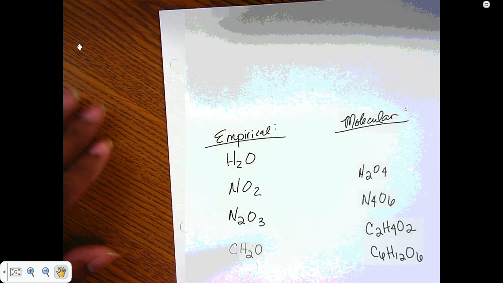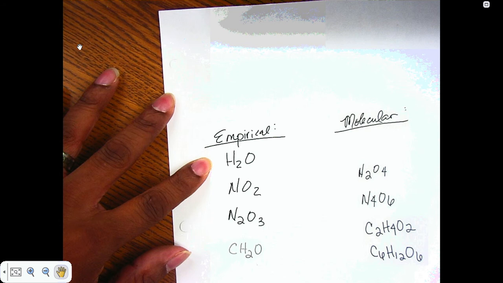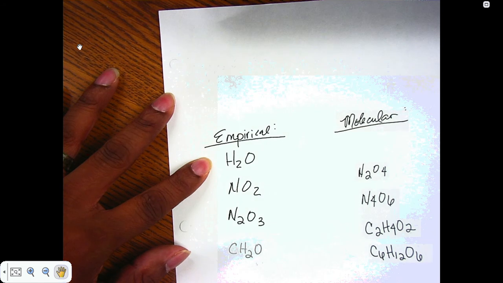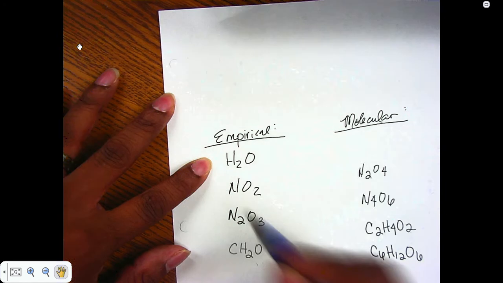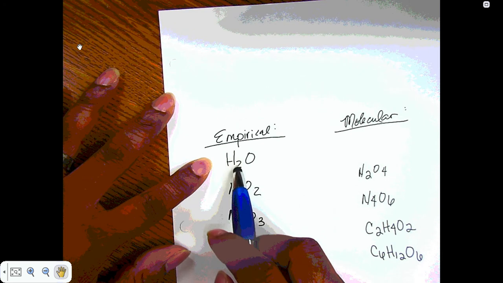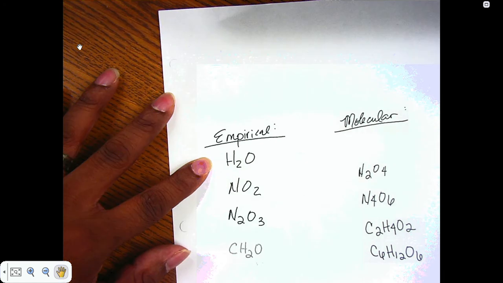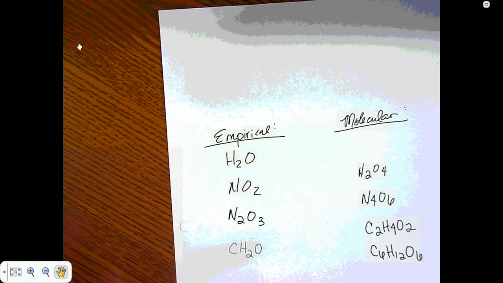Let's look first at, notably, H2O. Now, H2O is water. The molecular formula of water is H2O. However, the empirical formula is also H2O. It represents the simplest whole number ratio distribution, where there's going to be two hydrogens and one oxygen. That's the smallest those numbers can be simplified to as a ratio.